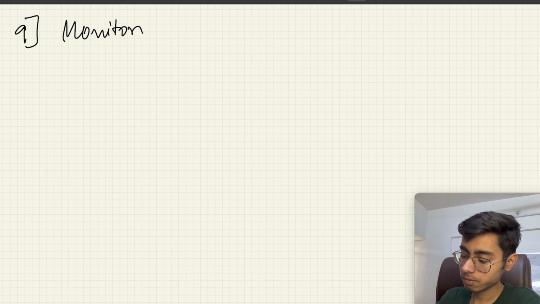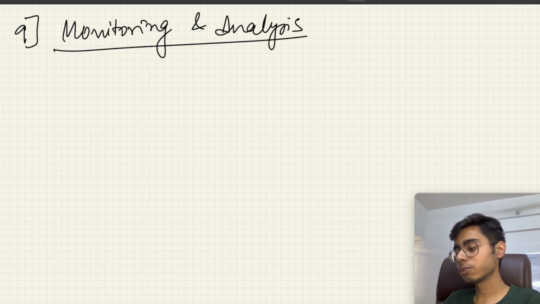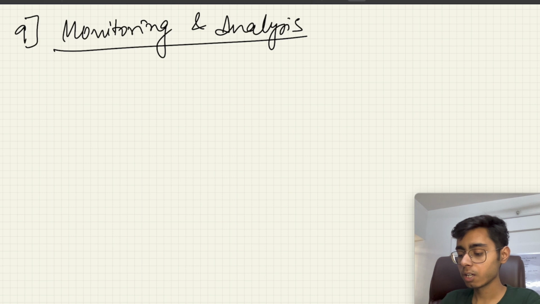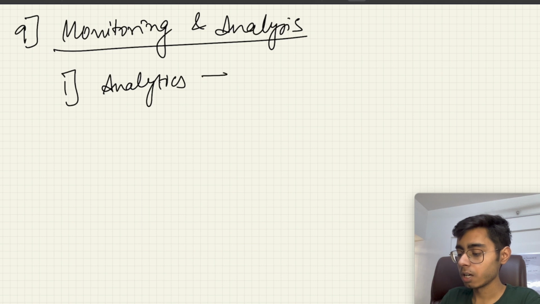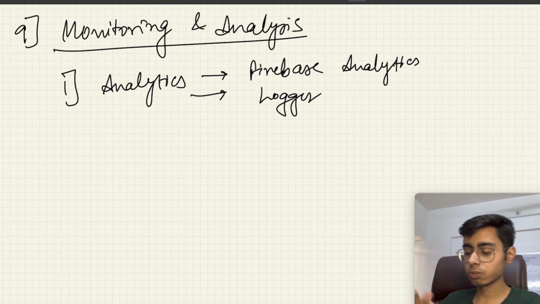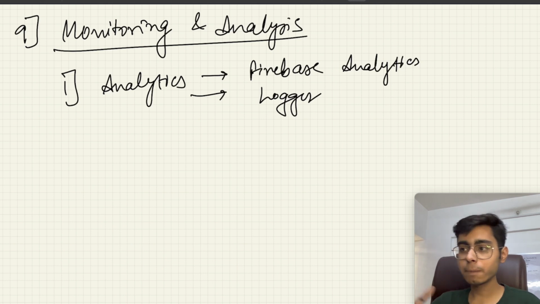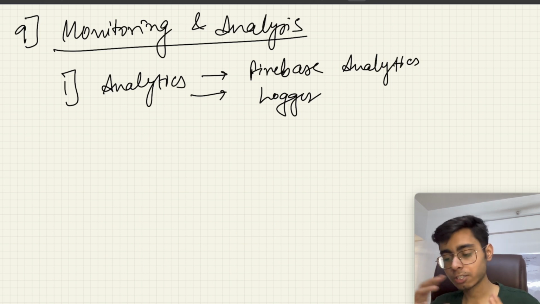Next thing is monitoring and analysis. This is also important, because usually when you have created your product and published it, you must have integrated analytics, right? You can use Firebase Analytics, or you can use your own logger. Firebase Analytics is a tool by Firebase or Google, in which you can read events. So on which screen your user faced some issue, or from which screen your user dropped the app or lost interest, you can analyze those events.